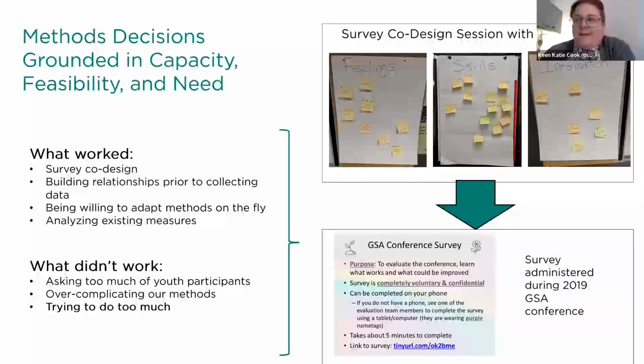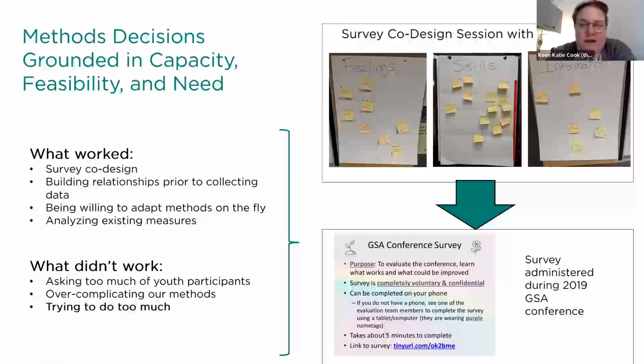In order to design the survey, one of the things that worked really well was engaging in co-design with the youth who were planning the conference. So that GSA squad I talked about, we went to a couple of their sessions. We introduced ourselves first, of course, identified why we were there, why we were infiltrating their group, why we were asking them to share their pizza with us, and asked them to help us co-design a survey.